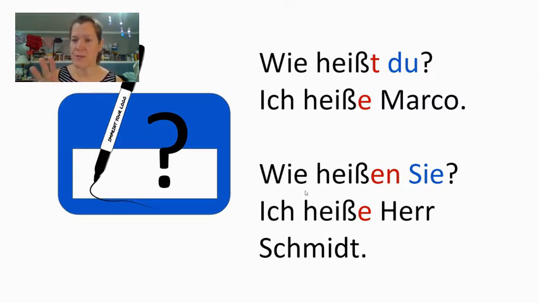Ich and ich. We've got 3 different actors here. And the first one you're asking how you are called, and the second one you're saying I am called. In this third sentence, we're saying how are you formal called, and then the last one this person is saying I am called. So we have I, ich, du, you, and Sie, you. We've got those 3 actors in this sentence, and as you can see, we've got heißt, heiße, and heißen. Okay, that's important.